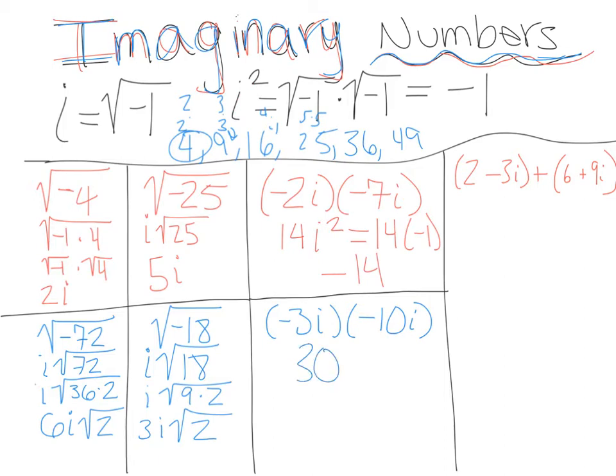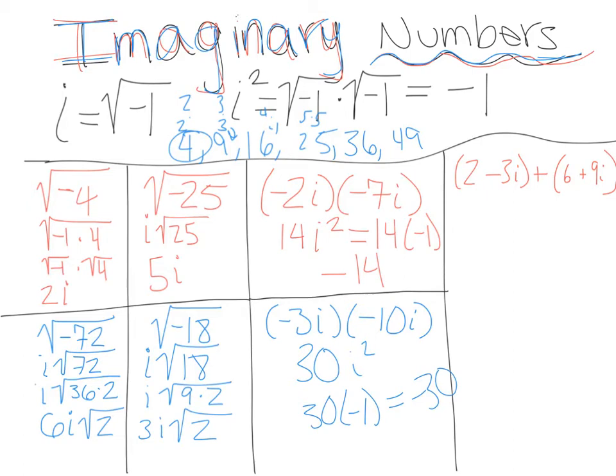And then when I multiply i times i, I get i squared. But remember, i squared is equal to -1, so I'm going to replace that. So 30 times -1 is equal to -30.